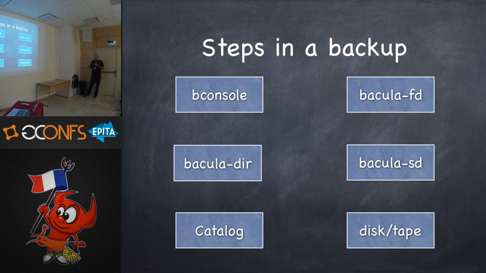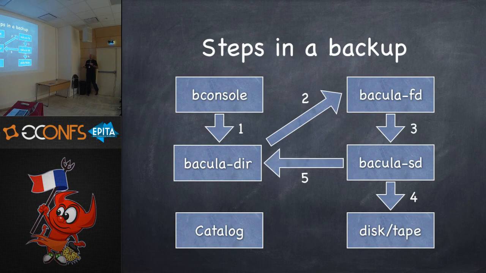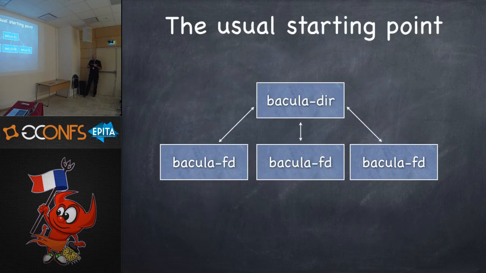So here are the steps in running a quick backup. You get on bconsole, it contacts the Bacula director, and you say, hey, listen, I want to run a job. It contacts Bacula FD, and it gets told that you're supposed to back up these files to the storage daemon. It contacts the storage daemon with the files that it's going to back up. The storage daemon puts those files on either the disk or the tape, and then the storage daemon sends to Bacula Dir a list of things that got backed up. That gets stored in the catalog, because when it's time to restore, you use the catalog to find out where the stuff is.